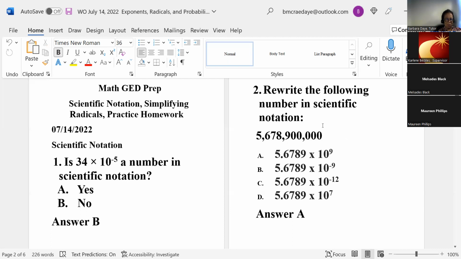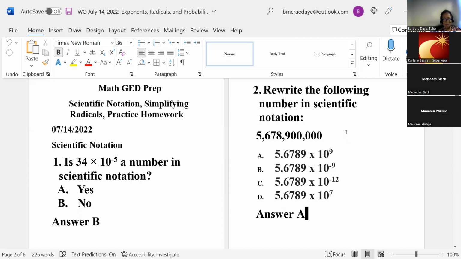Go back and review your place values. Ones, tens, hundreds, thousands, 10,000, 100,000s, so it's 5 billion, 10 billion, 100 billion.